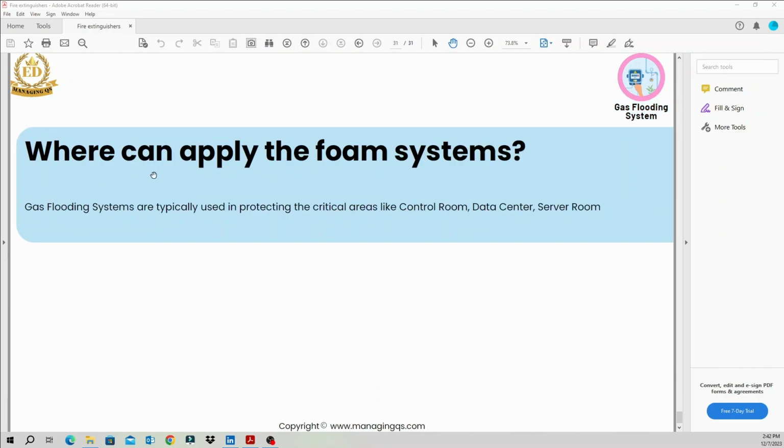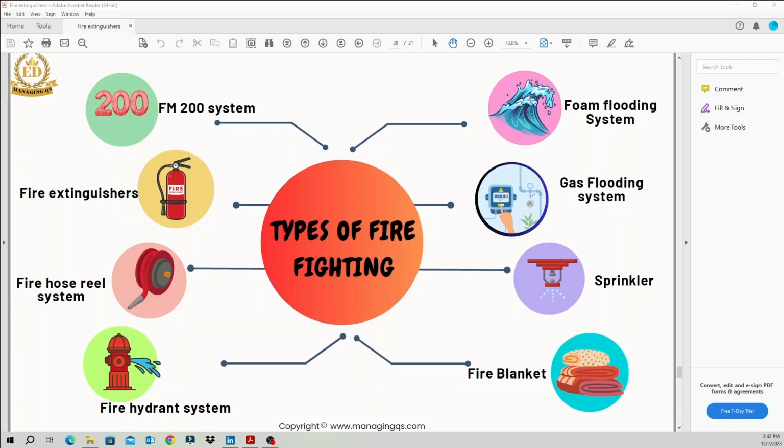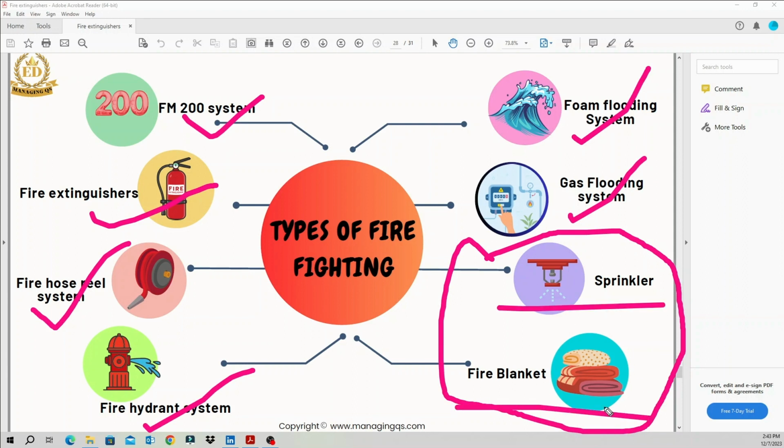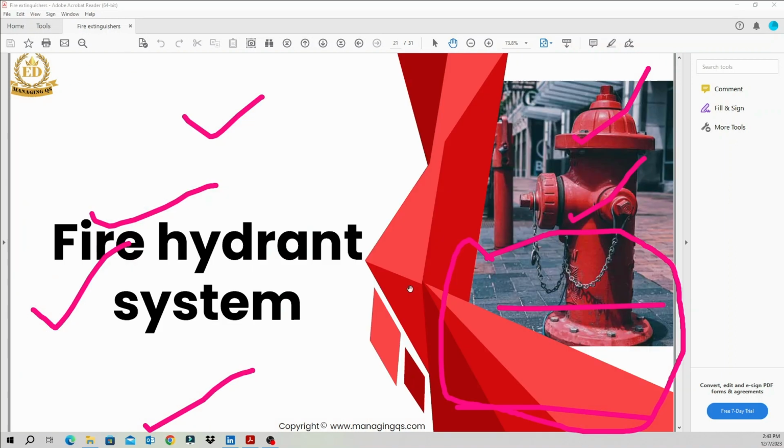So where can we apply the gas system? The gas flooding system is typically used to protect critical areas like the control room, data center, and server room. The same rooms we can also use for the FM200 system. We discussed the FM200 system, fire extinguishers, fire hose reel system, fire hydrant system, foam flooding system, and gas flooding system. There are another two types of systems available: the sprinkler system and the fire blanket system. Normally we will discuss these items in the drawing. This is the general theory of the firefighting system.